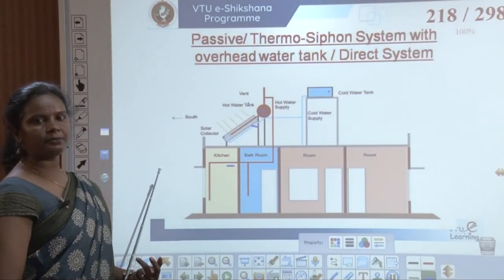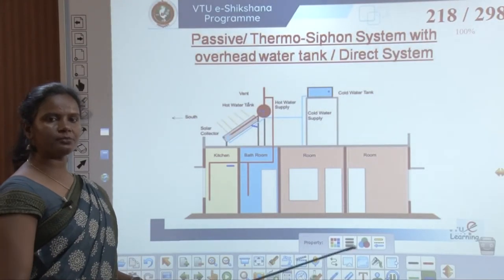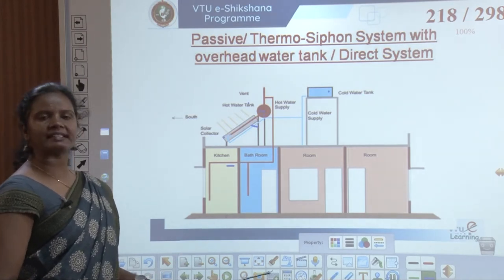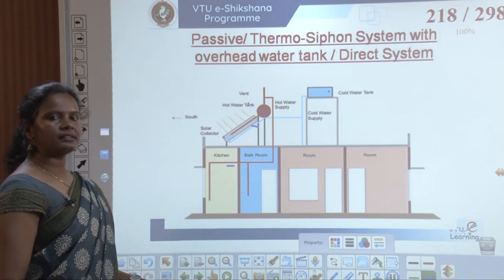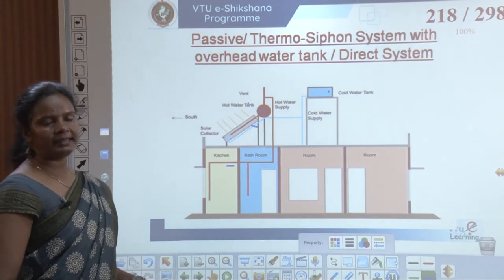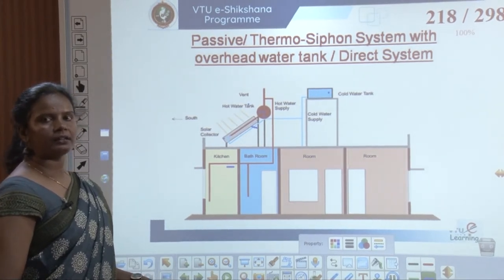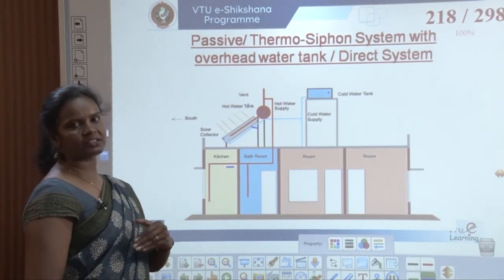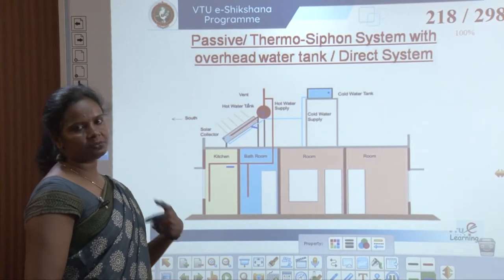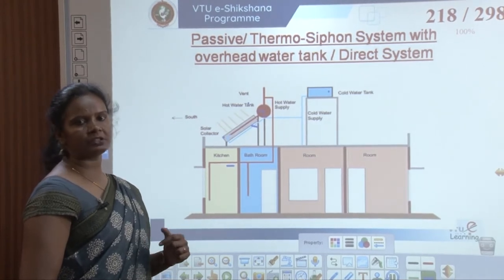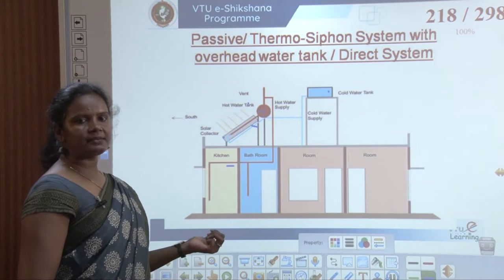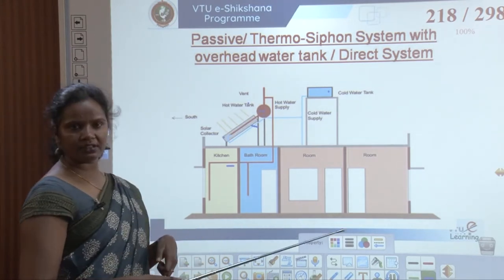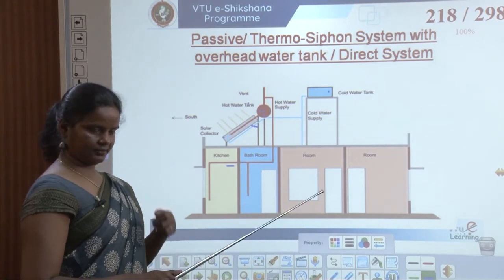Well, this is one of the types of system, the thermo siphon system or passive system. It can also be called a direct system. As I explained in the earlier session, if there is a pressure difference between the water supply and the water receiving point, then the water is automatically pushed towards the water receiving point. This is especially so with the thermo siphon system with an overhead water tank.